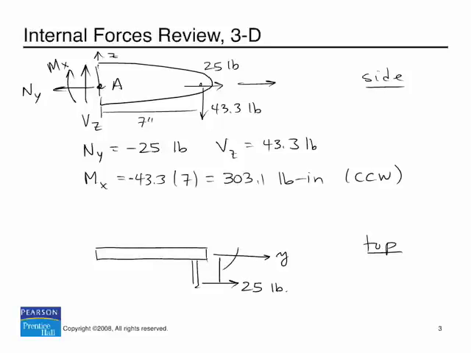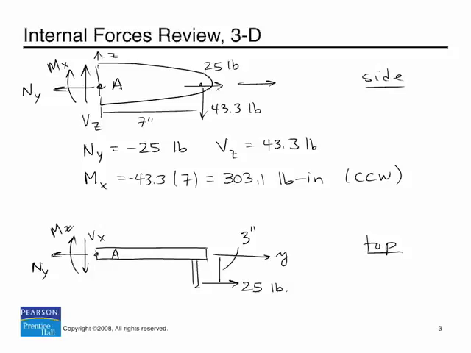This dimension here is 3 inches. And then back here at A, I'm going to be able to write N_y. We've already solved for that. I'm also going to look at a V in the x direction, and I'm going to look at a moment, let's say M, and this is around the z-axis, M_z. We've already solved for N_y, so I'm not going to solve for that again.